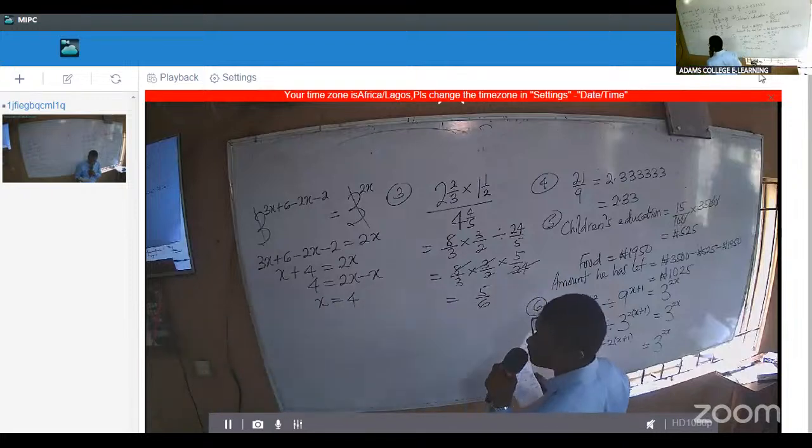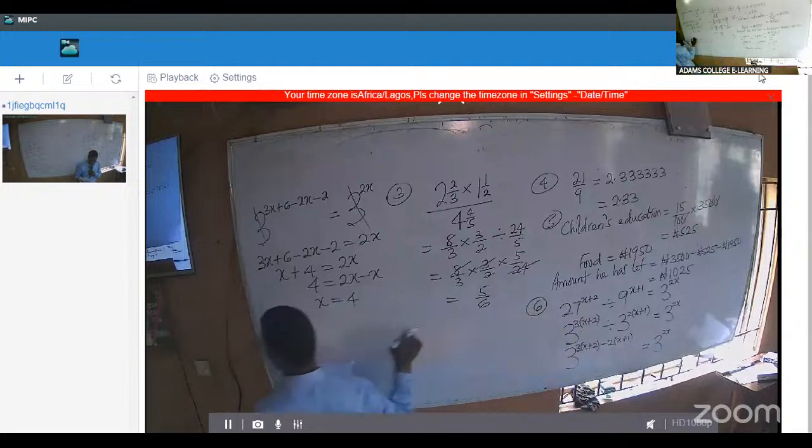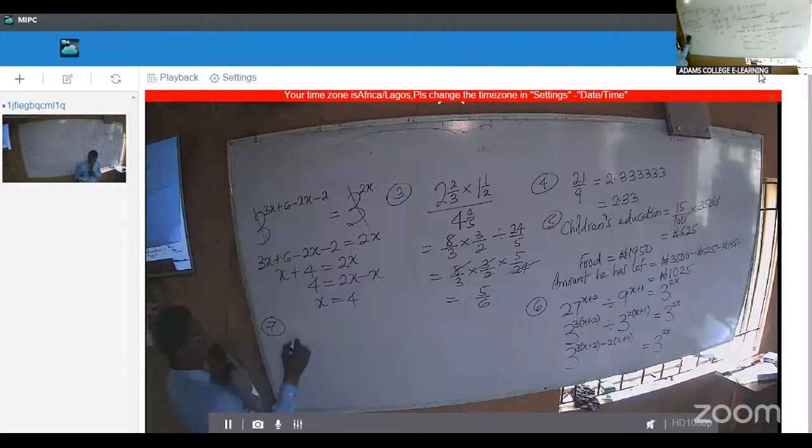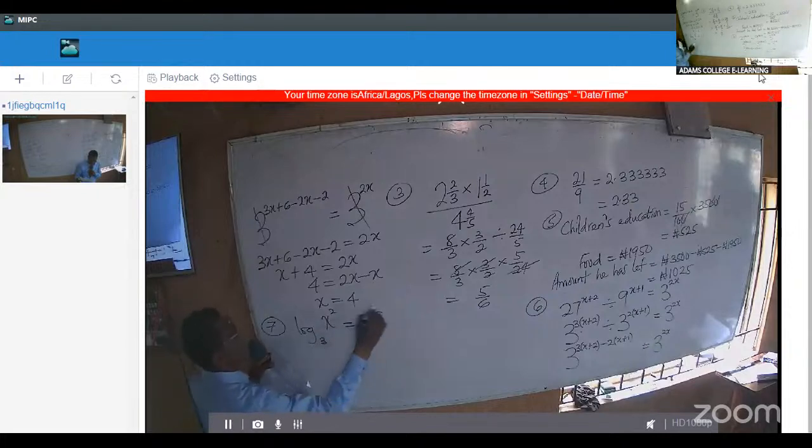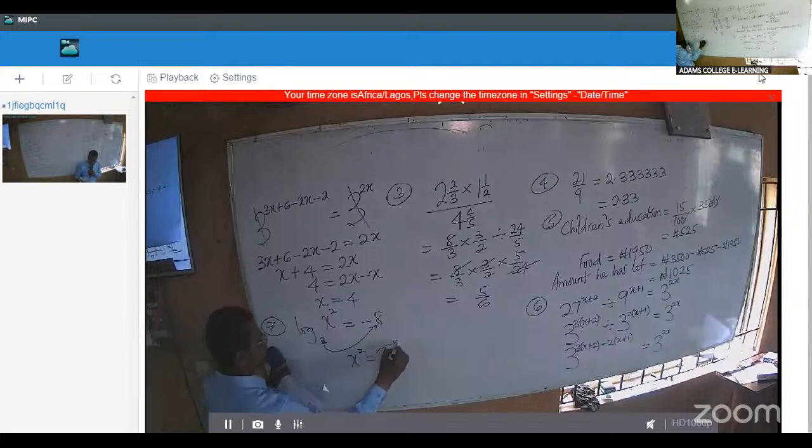Number 7. Log s squared. This is s squared, you don't mind them. Base 3. To remove logarithm in maths, no big deal. Use the 3 to raise it up. And now say s squared equals 3 raised to power minus 8.